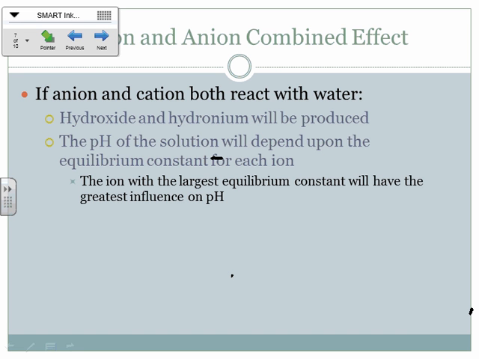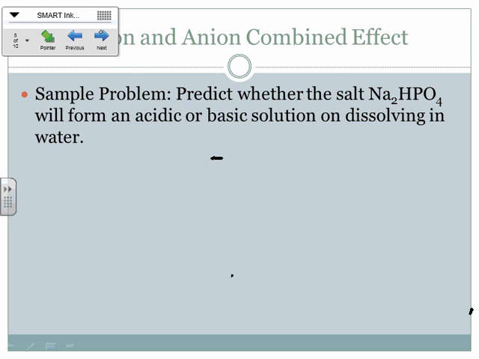So the ion that has the largest equilibrium constant is going to have the greatest influence on the pH. So you just have to check that. Any question that asks you about that is going to give you the K for each of those, and then you just have to compare the two, okay? All right, so the sample problem here: predict whether the salt Na2HPO4 will form an acidic or a basic solution based on dissolving in water.